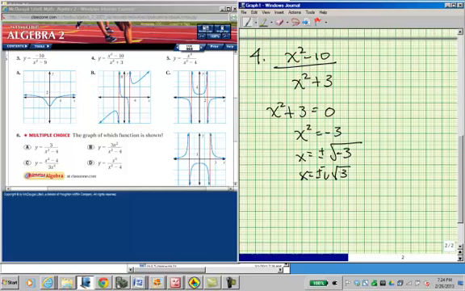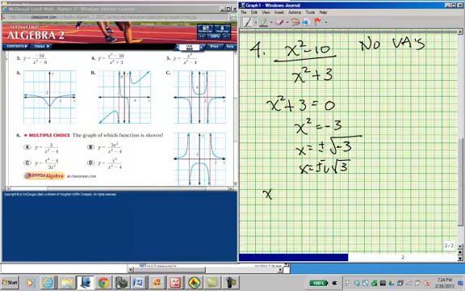So there are no vertical asymptotes. Now, if we look at the graphs, A has no vertical asymptotes. B and C both have vertical asymptotes. So the answer is that the graph that goes with equation 4 must be graph A. But let's look at this a little bit more. Okay, so there's no vertical asymptotes.